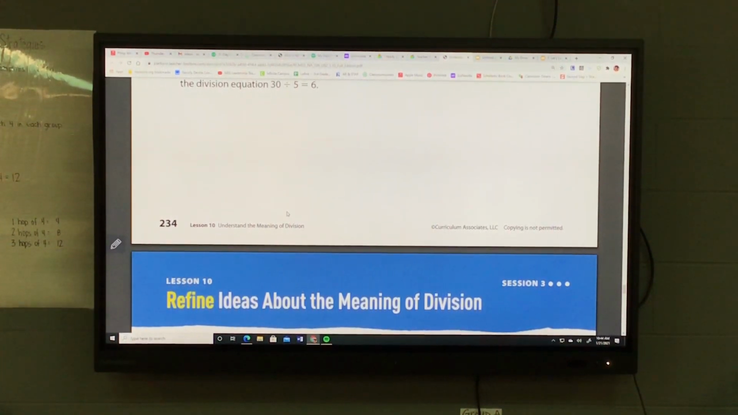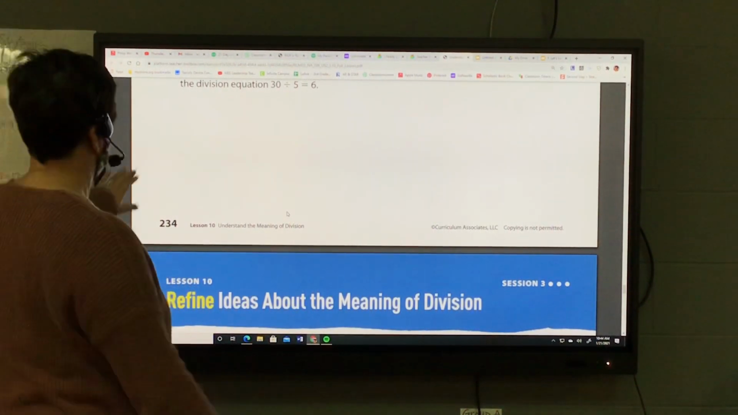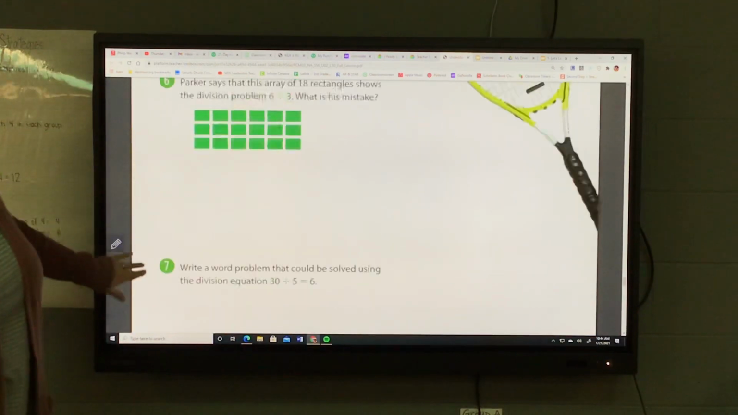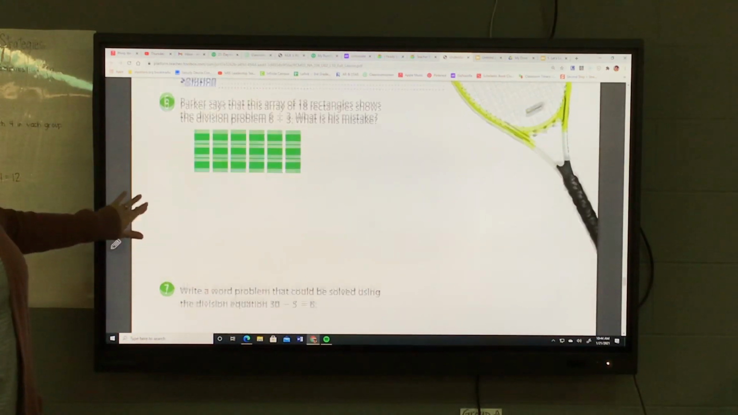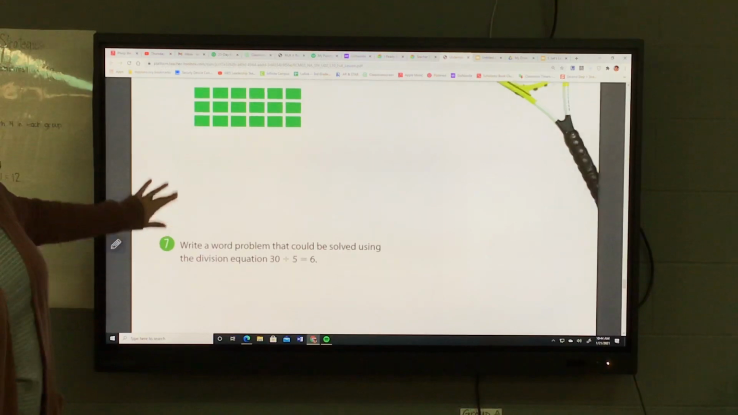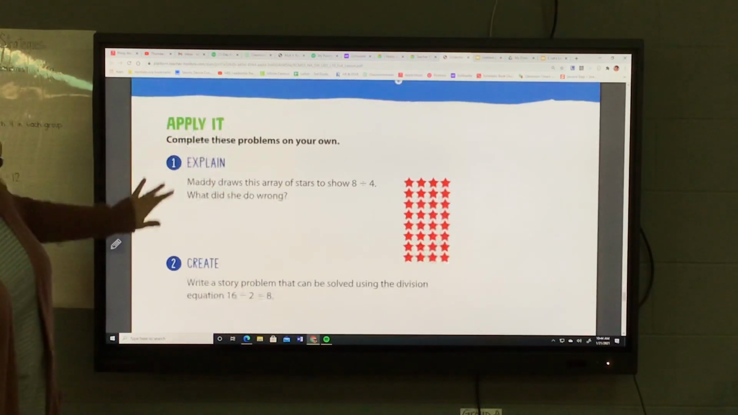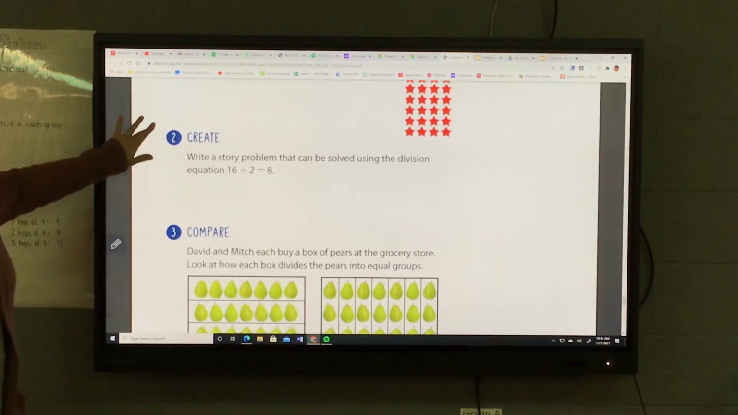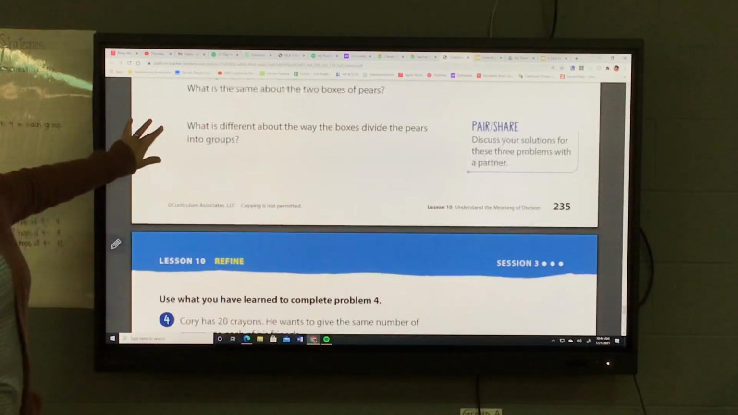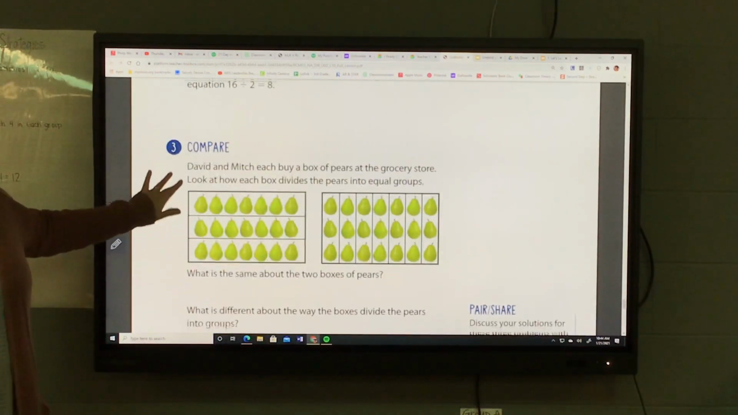Yesterday in math, I think, was this the last thing that we had done? Yep. Okay, so we're opening our books, turning to page 235. Yep.